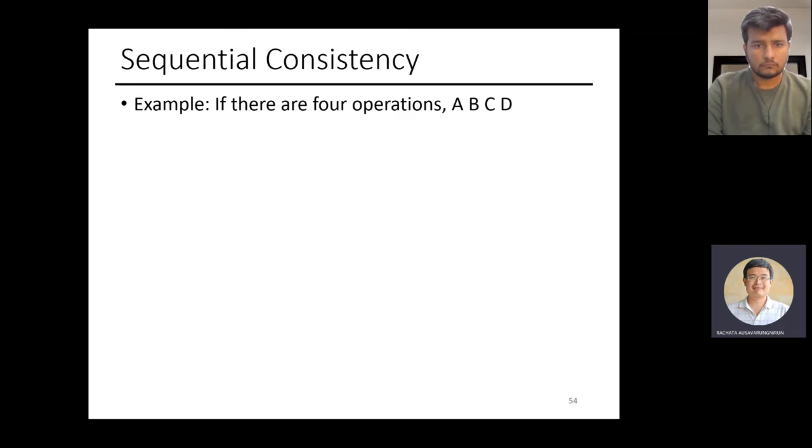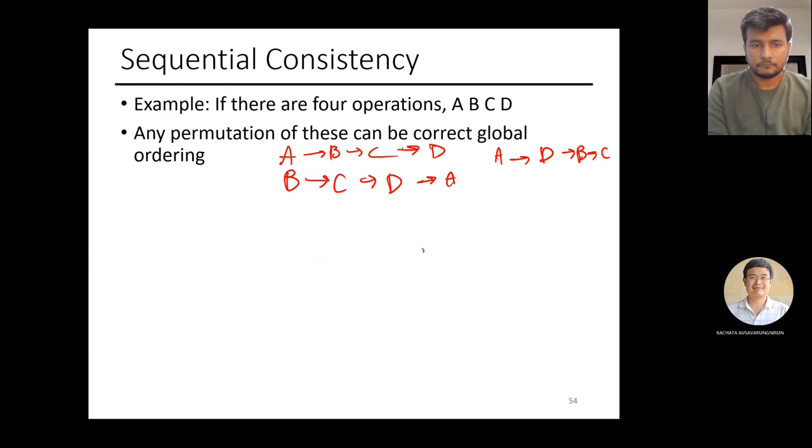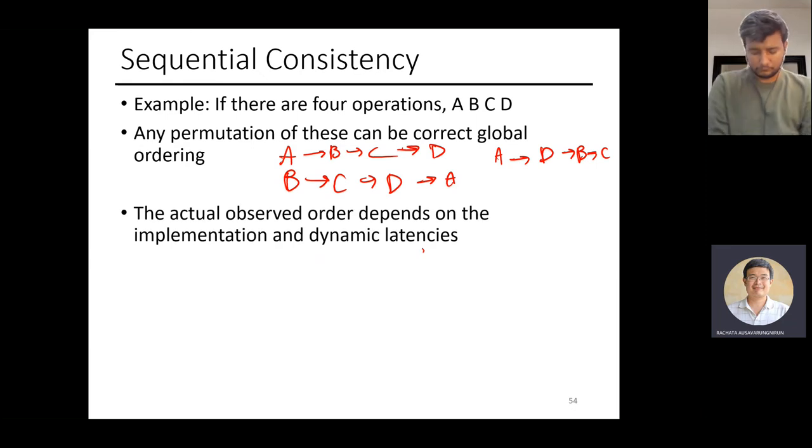So for example, let's say there are four operations, A, B, C, and D. When you run the program, let's assume there's no lock or whatsoever, right? Any permutation of this can be the correct global ordering. When you run it the first time, you might see A, then B, then C, then D. You run it the second time, you might see B, then C, then D, and then A. You run it again, you might see A, and then D, and then B, and then C. These are all okay, as long as it follows what the programmer tells you to do, right? But the actual order would depend on the implementation and dynamic latency, right? If C arrives first in DRAM and you don't have locks whatsoever, it can go first and be processed first.